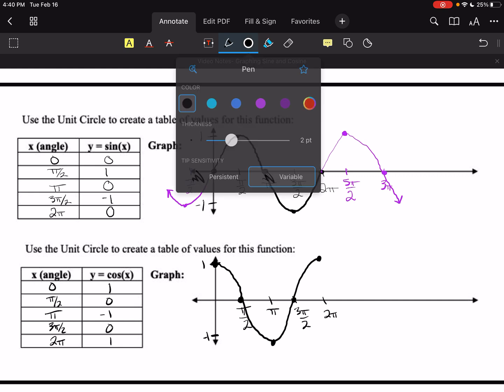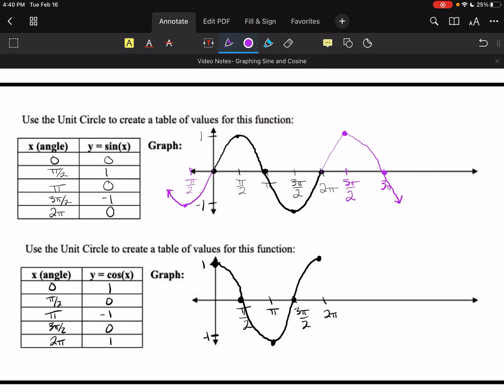And again, it's periodic, so as I continue going around my unit circle, it's going to start repeating itself. So if I went another pi over 2, that would put me at 0, and you just kind of follow the pattern. 3 pi, -1, it just keeps repeating itself. And again, this also can go negative.